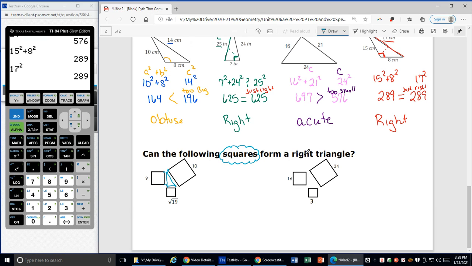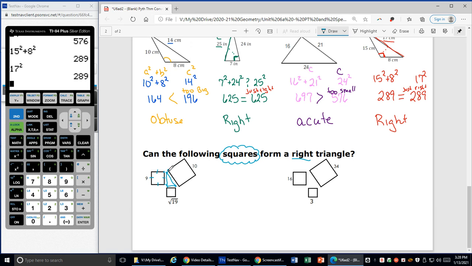Is that triangle going to be a right triangle? So we're going to test this using the converse. Since I know opposite sides, or all the sides in the square, are the same, I know all 4 of these sides are 9, all 4 of these sides are the square root of 19, and all 4 of these sides are 10. I know what these are, right? This is 9, the bottom is the square root of 19, and this diagonal piece here is 10, okay?